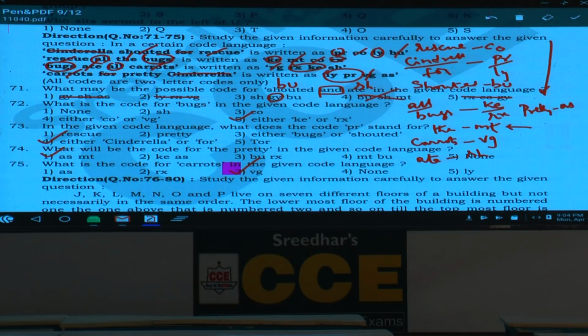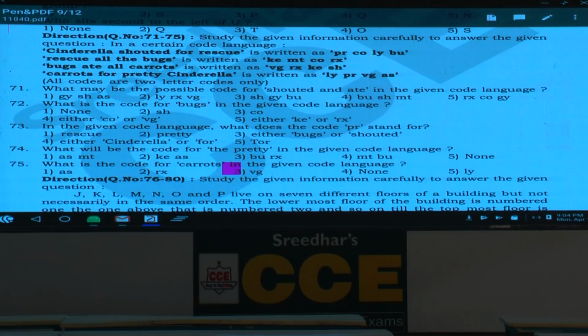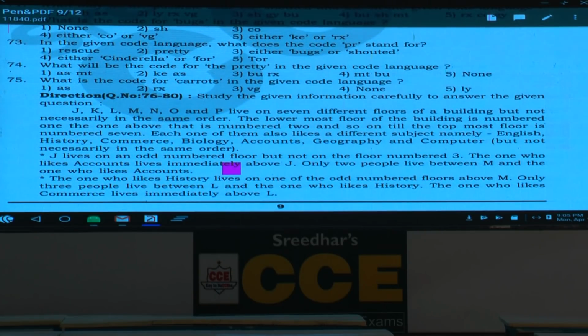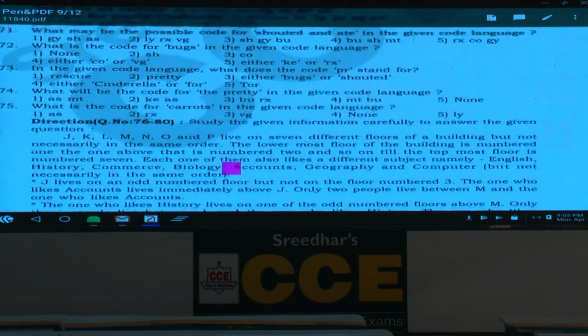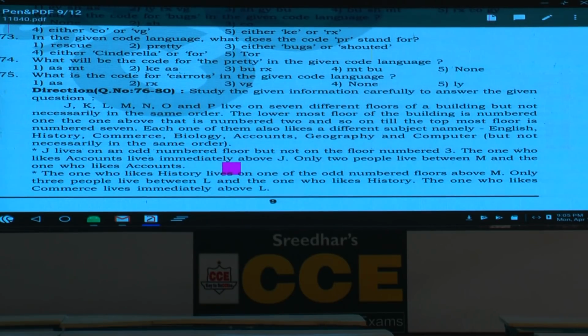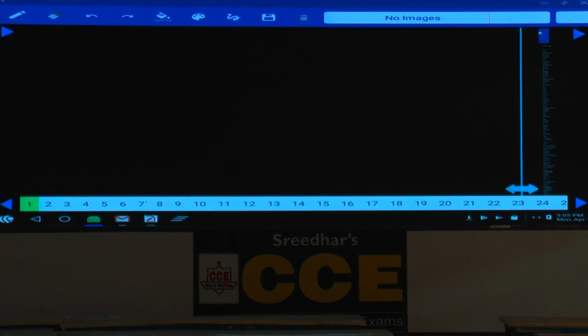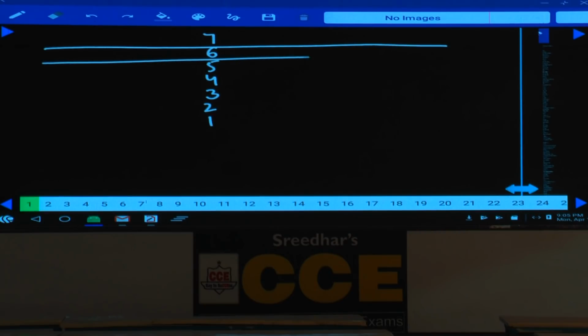Done with this? Shall we start with this one? 7 persons. Now these 7 persons are living on 7 different floors, and each one of them likes a different subject as well. Now we need to identify who is staying on which floor and the subject he likes. Now whenever the floor arrangement is given, first we need to fix the floor at the center. 7, 6, 5, 4, 3, 2, and 1 are the 7 floors. 7 persons are living on these 7 different floors.